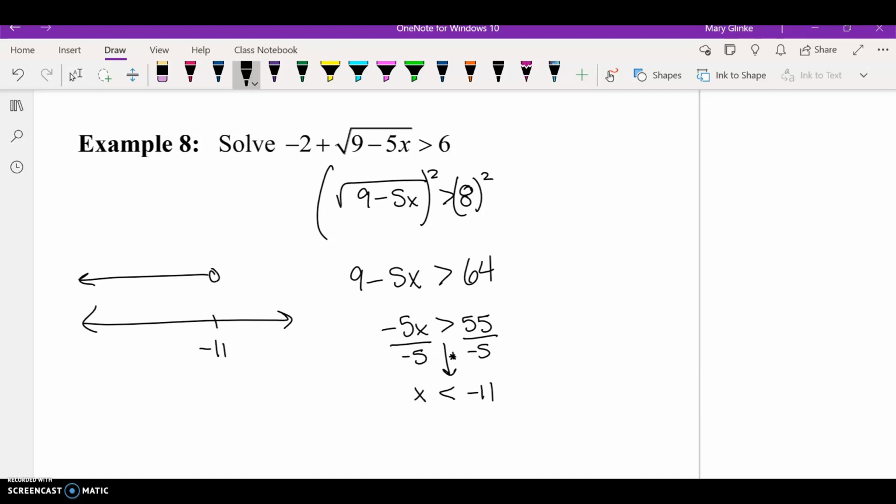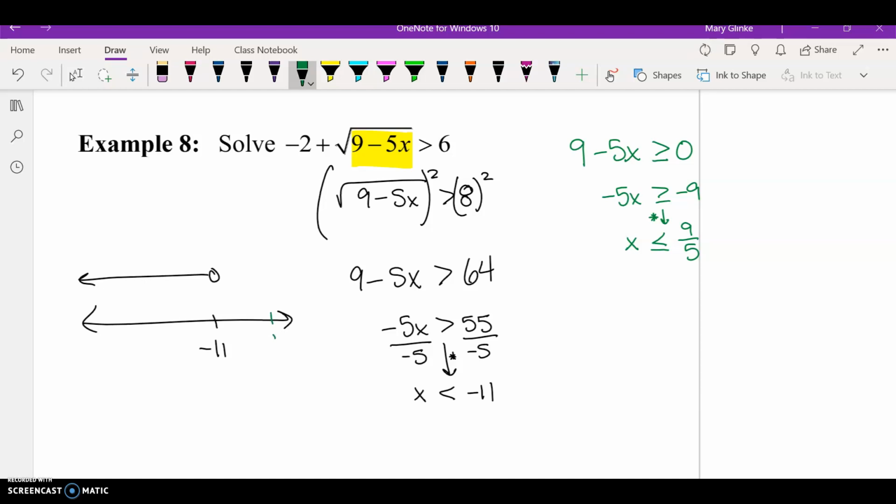Now, because this is a square root, we're going to take the radicand, so 9 minus 5x, and this part that's under the square root has to be bigger than or equal to 0. We cannot have any negatives underneath there. So we get -5x is greater than or equal to -9. And when we divide by a -5, we switch our sign. So we get x is less than or equal to 9/5.